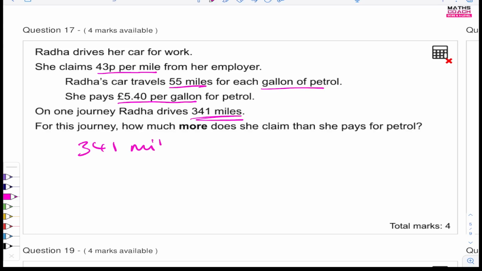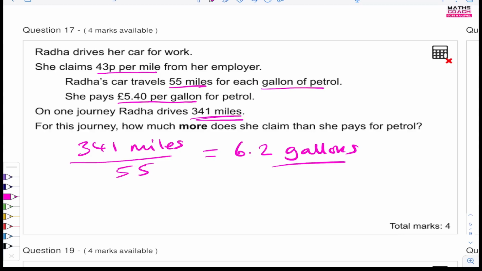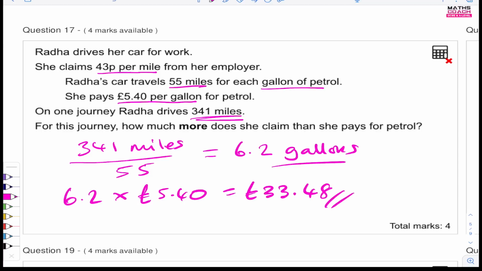341 miles is what she travels. We are going to divide this by 55 to find out how many gallons of petrol she needs. So 341 divided by 55, that gives us 6.2 gallons. Okay, so that's how much petrol is used. Now, she pays how much? £5.40 per gallon. So we're going to do 6.2 times by £5.40. So £5.40, that gives us £33.48. So that's how much it will cost her to go and drive for 341 miles.